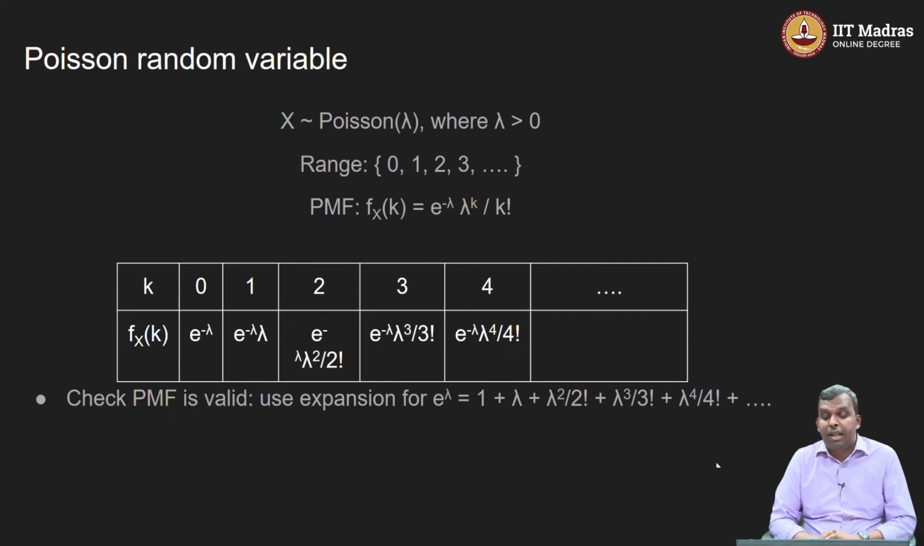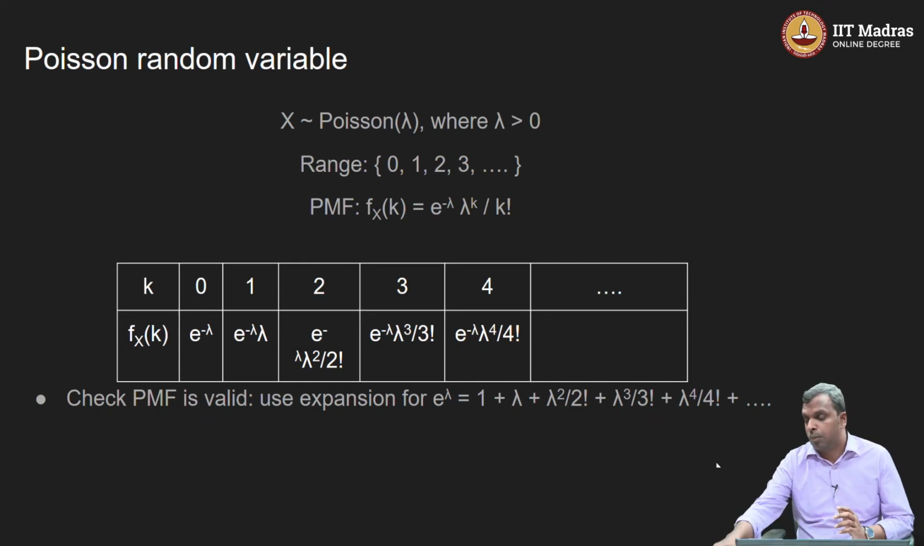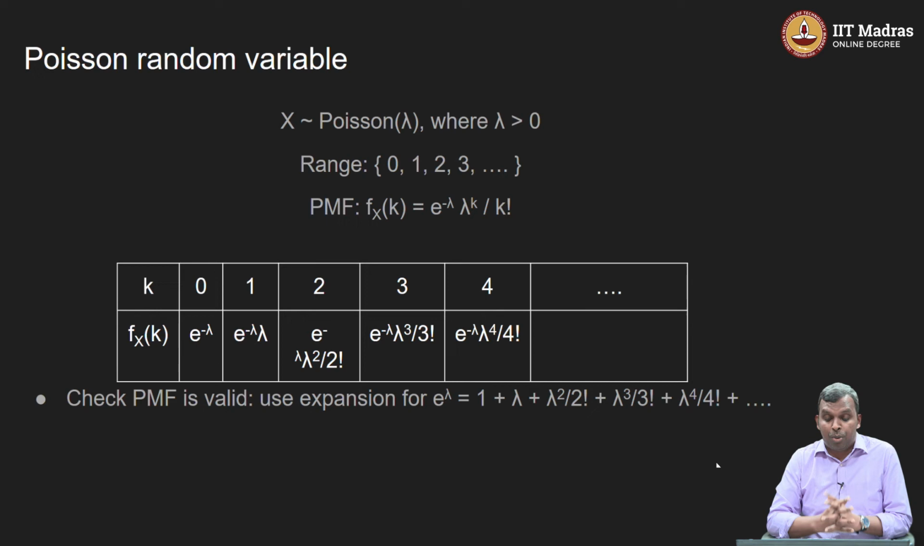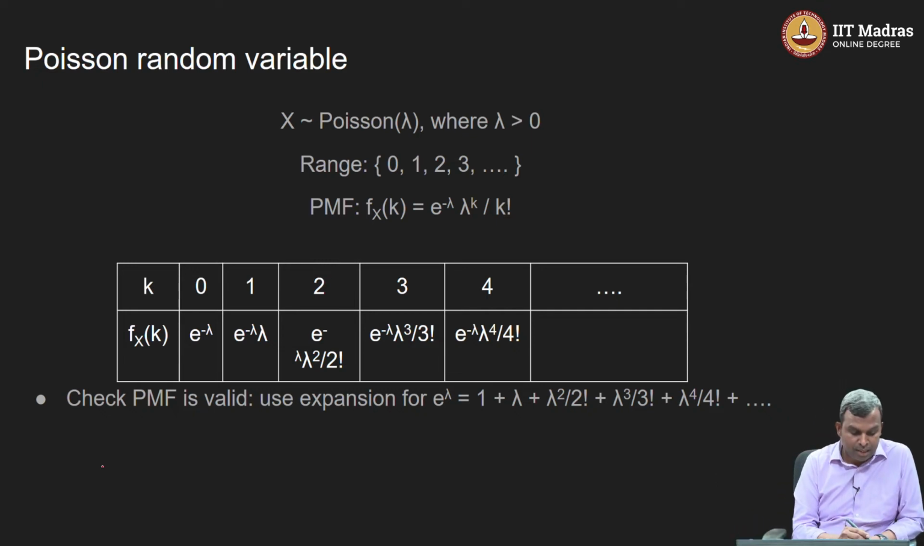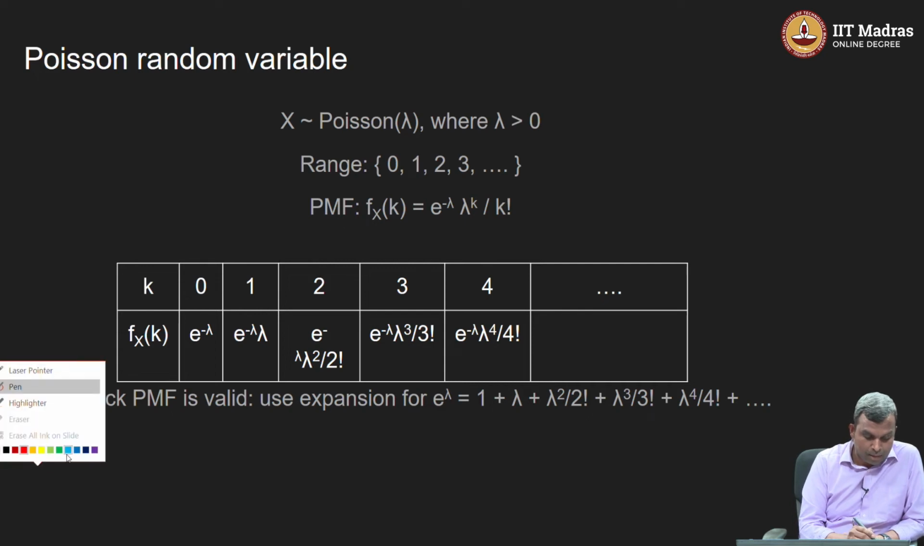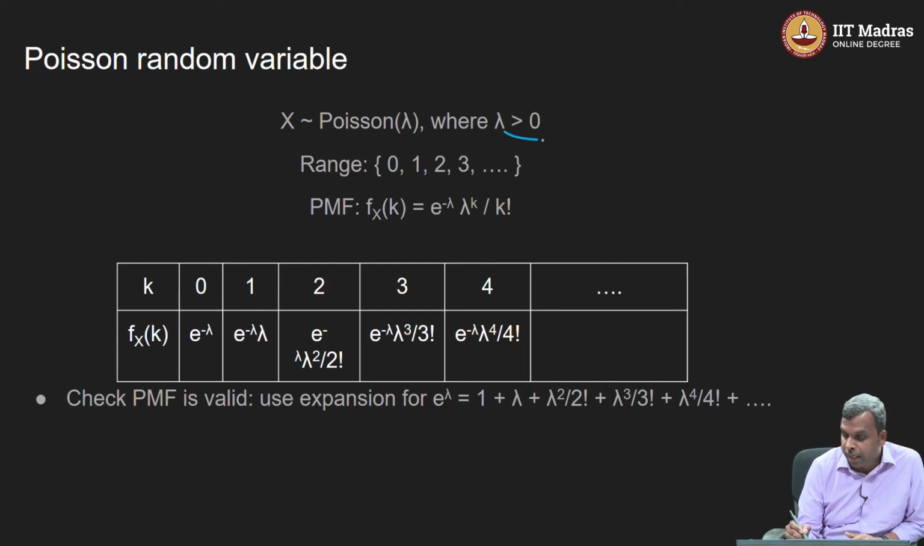It has one parameter lambda which is greater than 0. It's a non-negative real parameter, not an integer parameter. This is a very popular and important random variable for us to understand. So far we've been using integer parameters, but this is a real number, non-negative real.